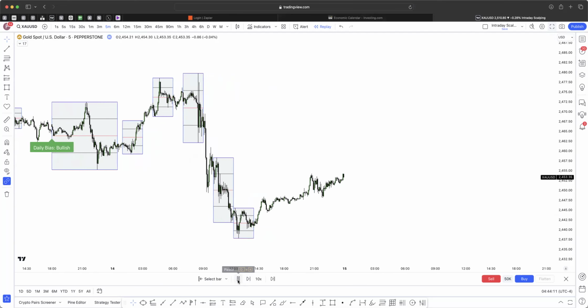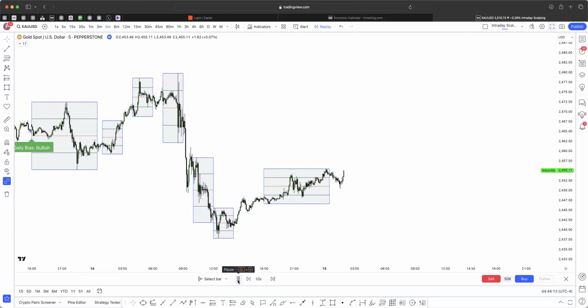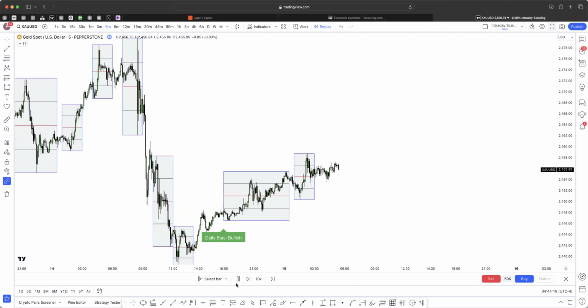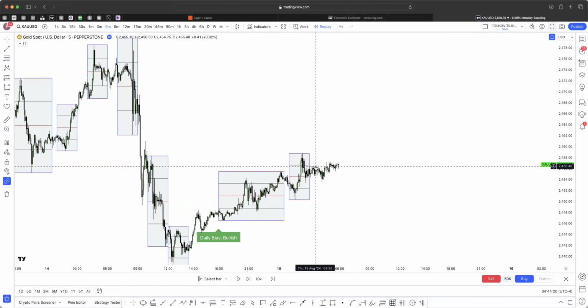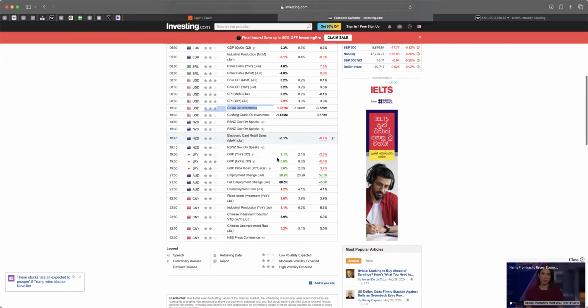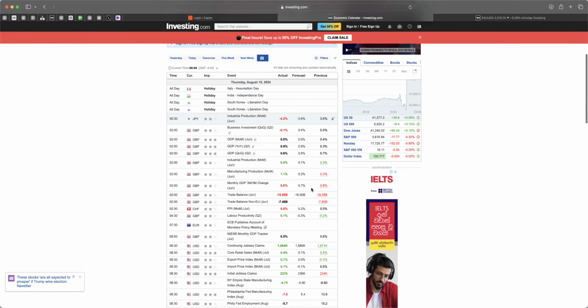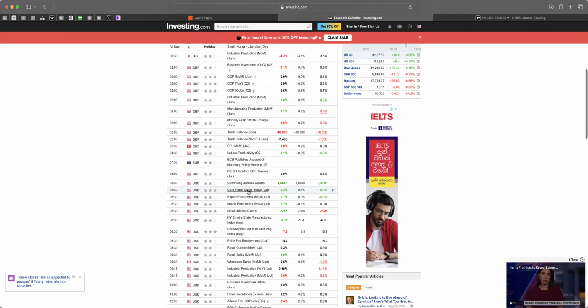So the next day, let's see what we got. We got bullish bias. All right. And just to make things much easier, let's see whether on the 15th of August we had any news driver or not. On the 15th of August, we had core retail sales. See, this underline over here is revised, so this is weak. It's all weak data.